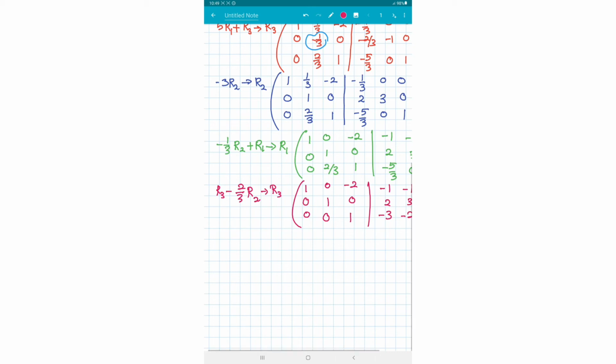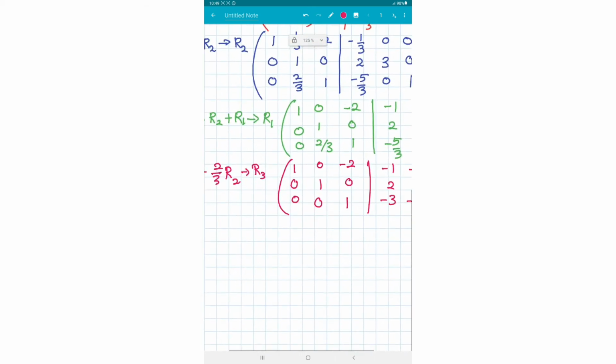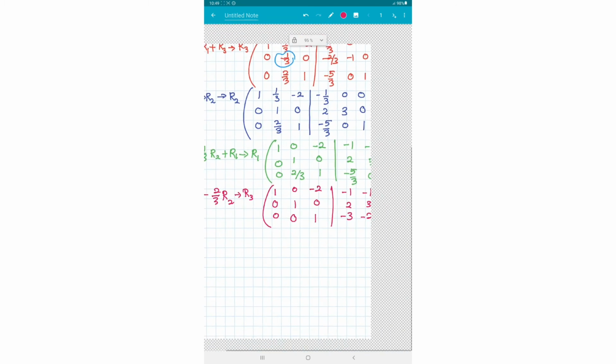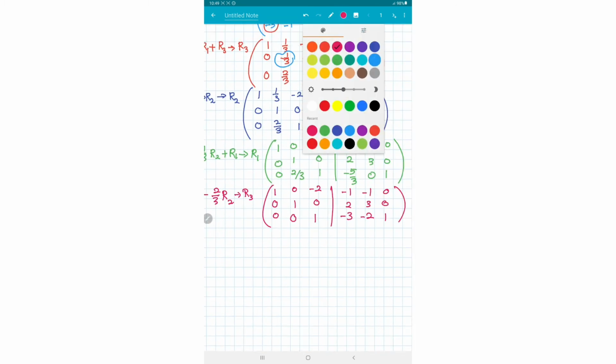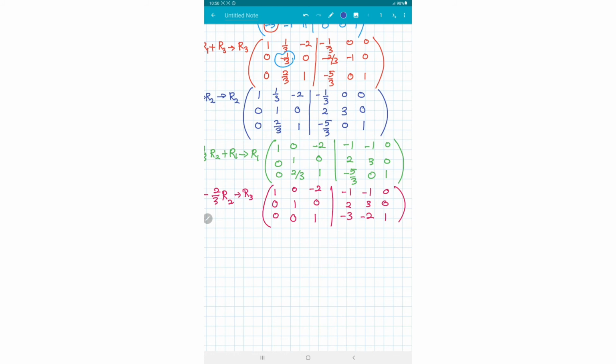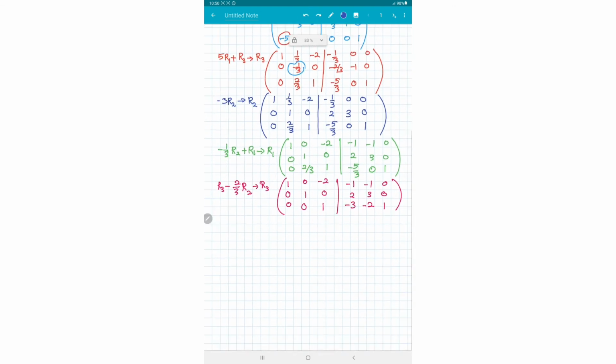And then what do I have? I have to focus on this column only. So this one is 0, 1. The final step is we have to focus on the negative 2. So what should I do here? How to make it 0?